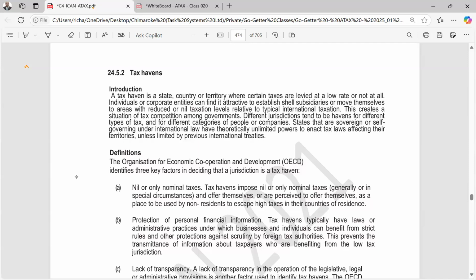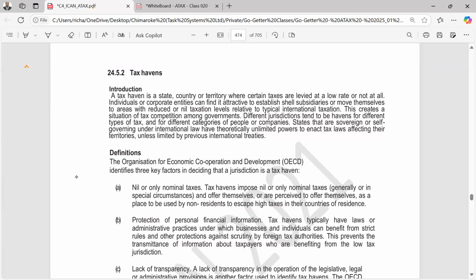Tax havens. A tax haven is a state or country where certain taxes are levied at a low rate or none at all. So some people move their head office to tax havens and they enjoy tax preference. They enjoy tax shield, and they are enjoying the low tax. So these are tax havens.